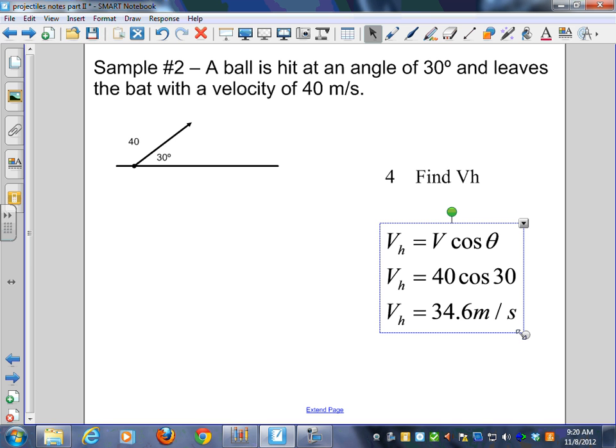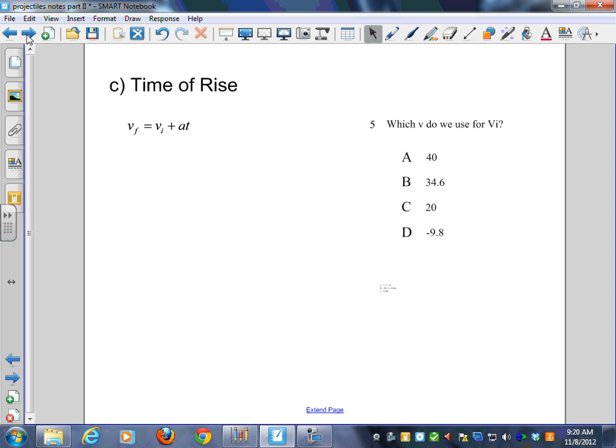When you're doing any projectile question, you're going to need both those numbers. So without any question, start by finding those two. Guaranteed. 2 marks, right? You've got to do them. Okay. Now, time of rise.